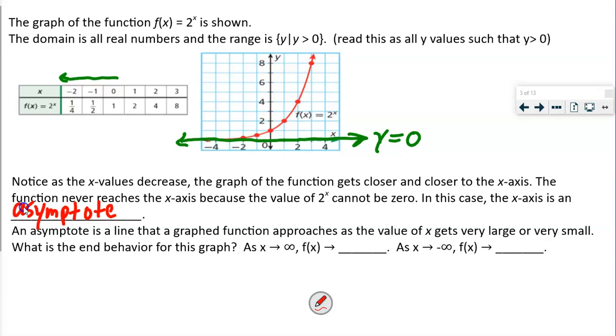And what is the end behavior for this graph? Okay, so what does that mean? That means over here, as I approach infinity with my x values, what's happening to this graph, y'all? Where's it headed? Is it headed towards infinity up there? And as we head this way towards negative infinity, what's happening to the graph? Notice it's going to approach y is equal to 0, but it's never actually going to reach it. So f of x there is going to be 0.